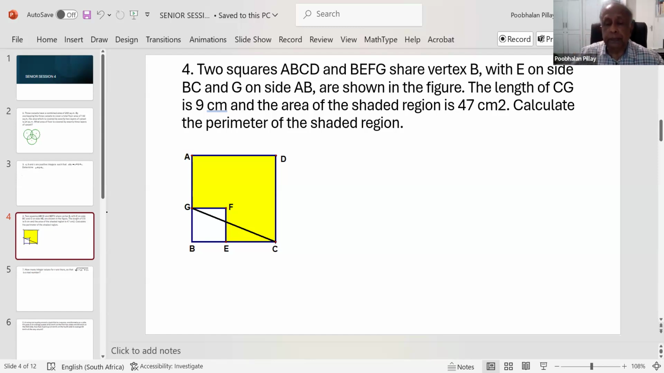So you have to draw the diagram like that, using the information. The length of CG is 9 centimeters. So we are told that CG is 9 centimeters. This part here is 9.